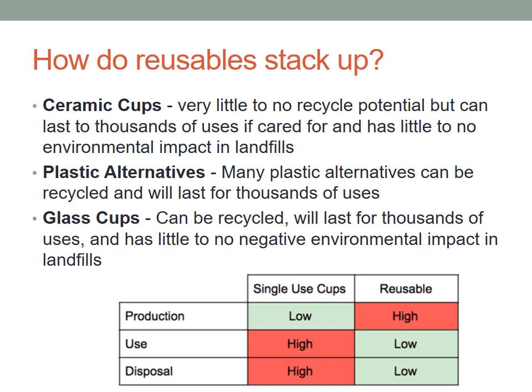Plastic alternatives can be recycled and will last for thousands of uses. So I really should have a little asterisk there. Certain types of plastics can be recycled and they can be used for different uses, like fibers in clothing or in bags, but they're not a great type of recycling. But as an option, if you're going to use it enough times, they're very durable, they're very light, they've got good insulation properties. A reusable plastic cup is actually also a very good option, much better than ceramic.